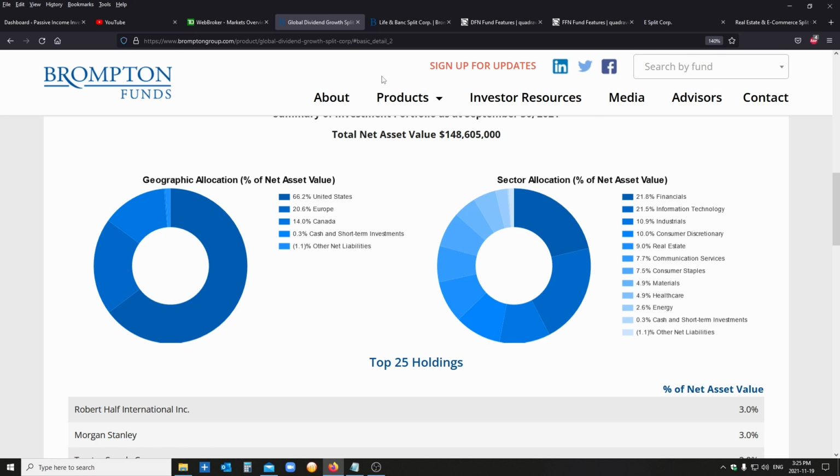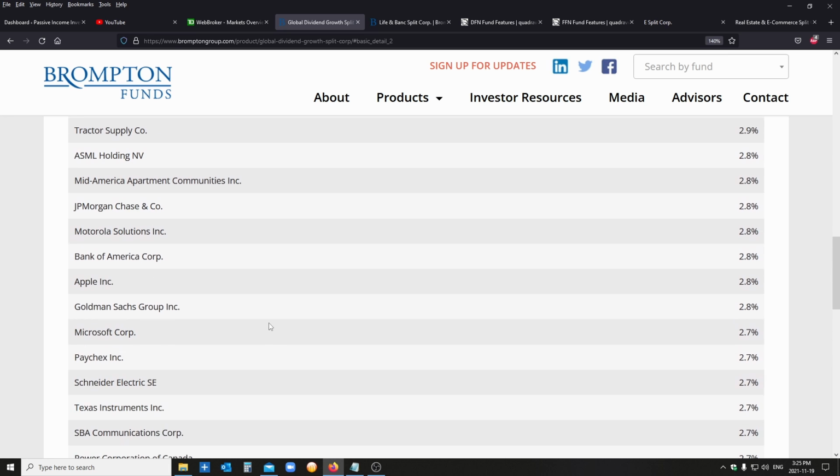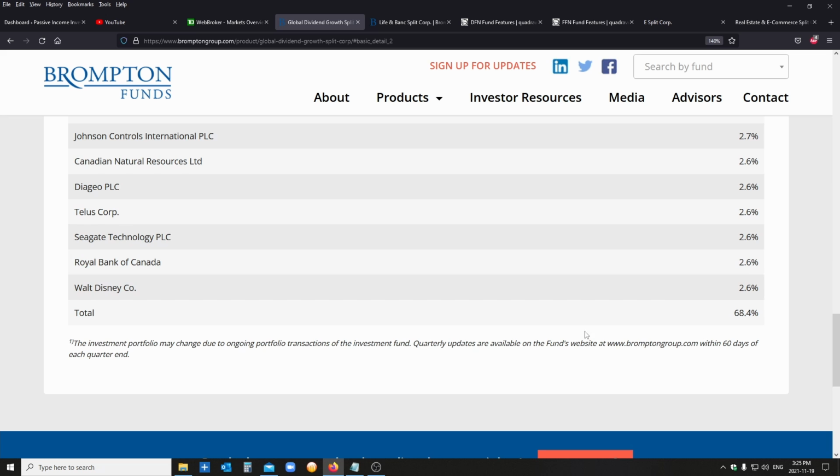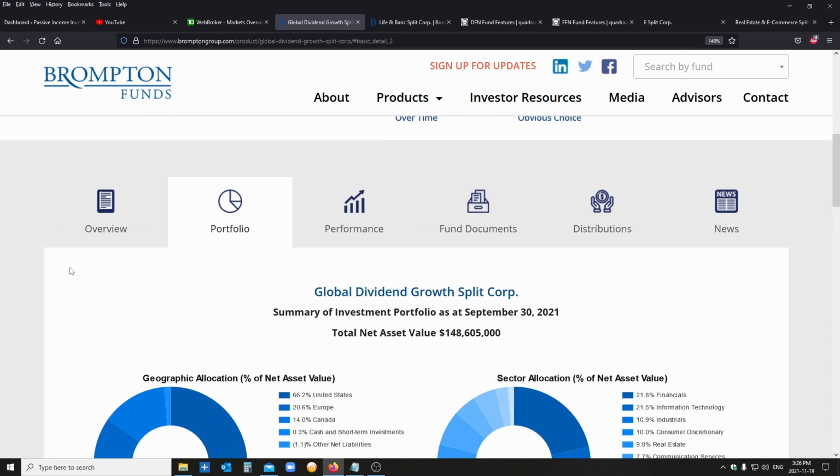So this is a really, really well diversified fund, and you can actually see the top 25 holdings or the top 25 stocks in this fund. We're not going to go through them one by one, but I want to show you other stuff. So this is GDV basically.